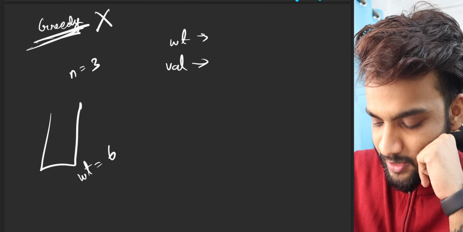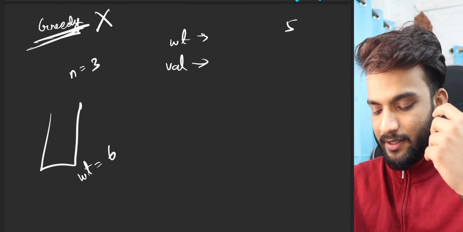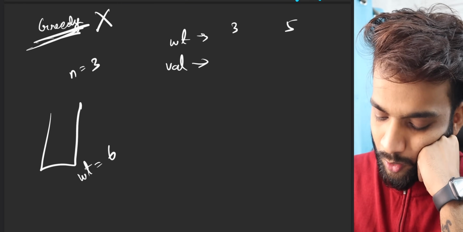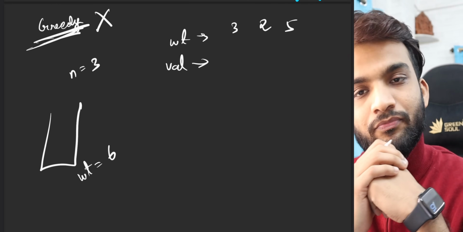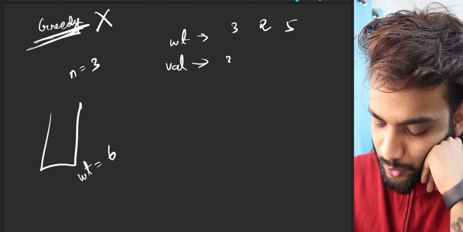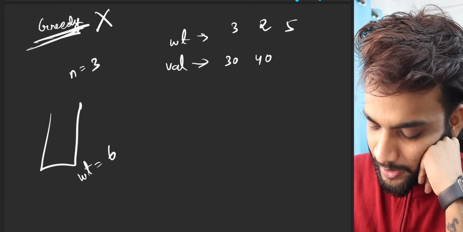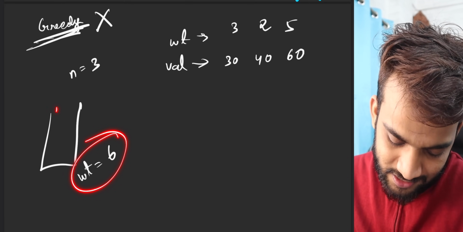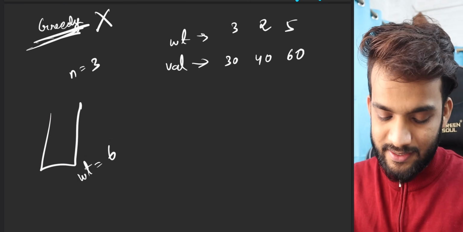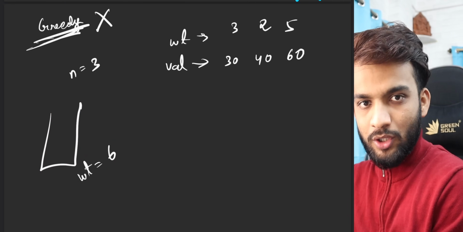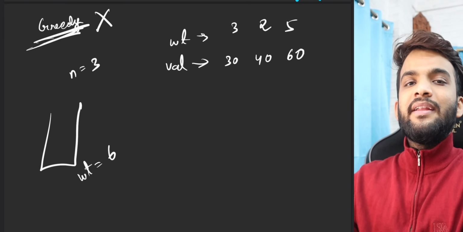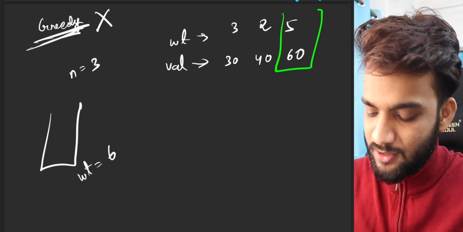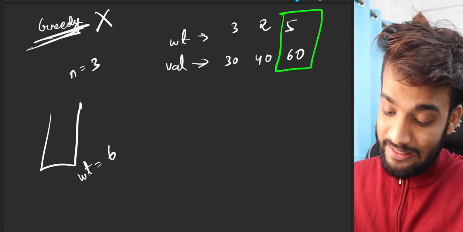So assume there is an item of weight 5, there's an item of weight 3, there's an item of weight 2, okay? And this gives you 30 value, this gives you 40 value, and this gives you 60 value. Now since the weight of the bag is 6, if you go into the home, your first criteria will be I'll steal the costliest thing. And the costliest thing comes out to be this.